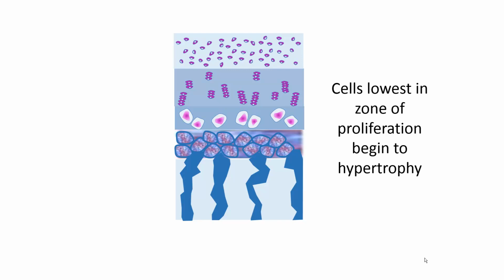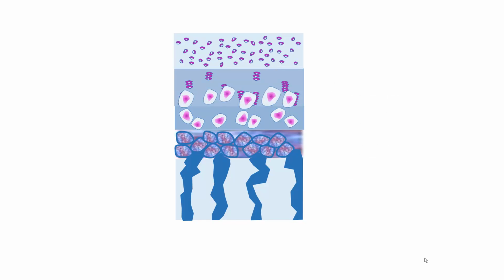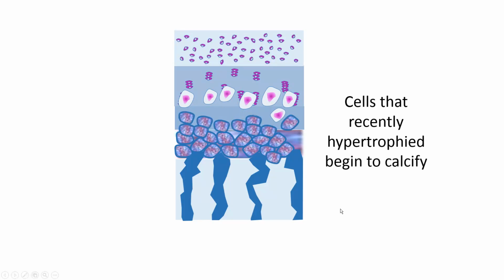And they're eventually going to begin to undergo hypertrophy. So these cells are going to undergo a morphological change. They're going to get bigger. They're going to continue to grow. Meanwhile, underneath, these cells down here that were hypertrophied, they're going to begin to undergo calcification. So these recently hypertrophied cells begin to calcify.